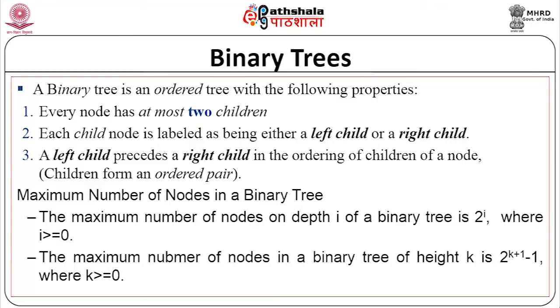Here, assuming the maximum number, the maximum number of nodes at depth i of a binary tree is 2 to the power of i. Depth i is the number of levels, where i is greater than or equal to 0. The maximum number of nodes of a tree of height k is 2^(k+1) minus 1, where k is greater than or equal to 0. I will go into detail about this as we go along.